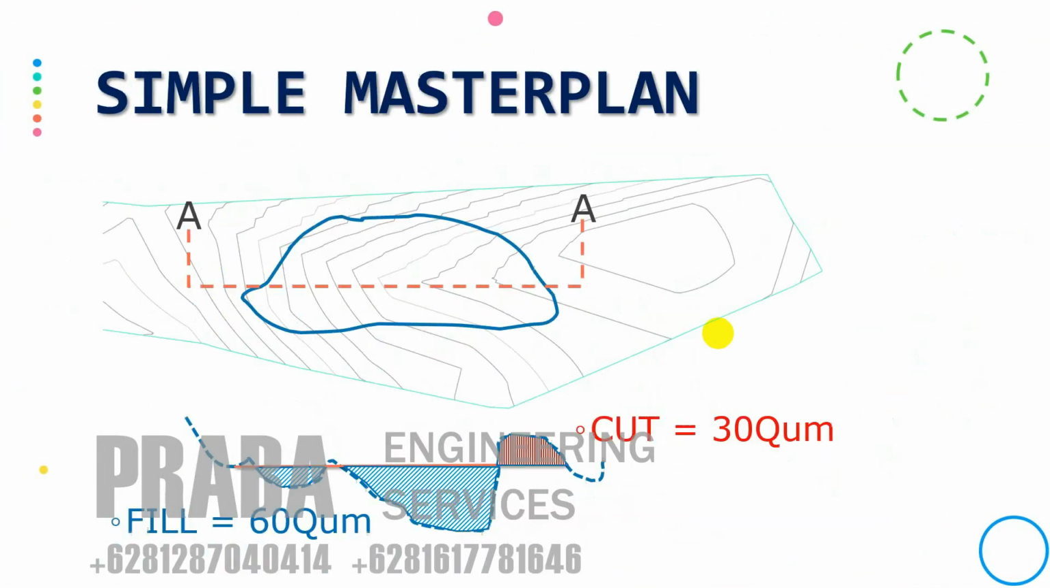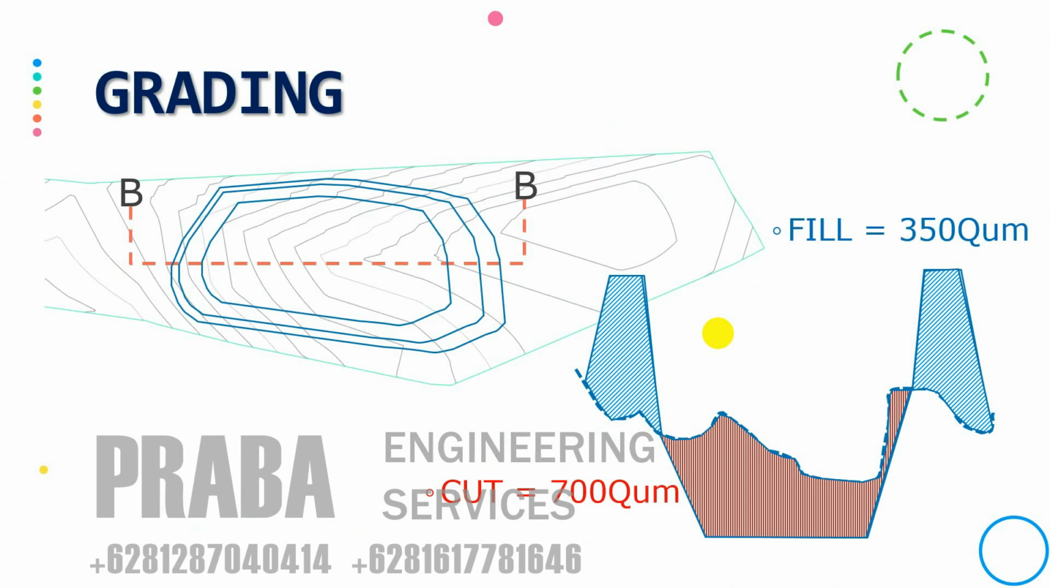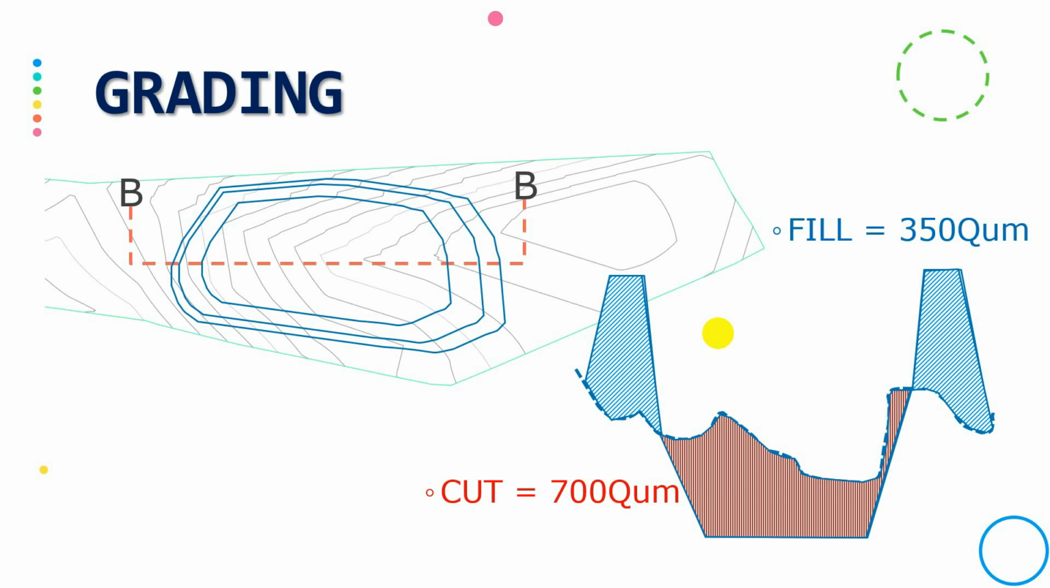Next is a simple master plan. The simple master plan is to create cut or fill easily by raising or lowering the elevation in the design. Then for the grading, it's more complex. We have 3 or 4 grading styles: grade to surface, grade to elevation, grade to distance, and grade to multiple surface. We can get the material takeoff. We can get the cut and fill in here.